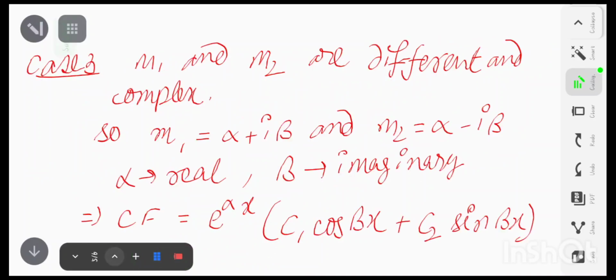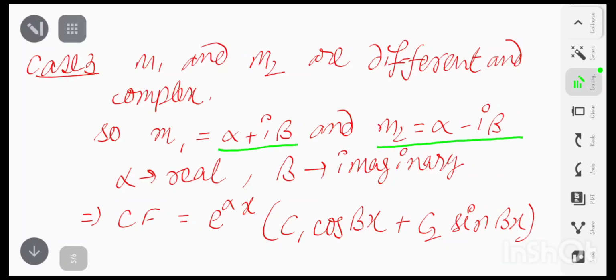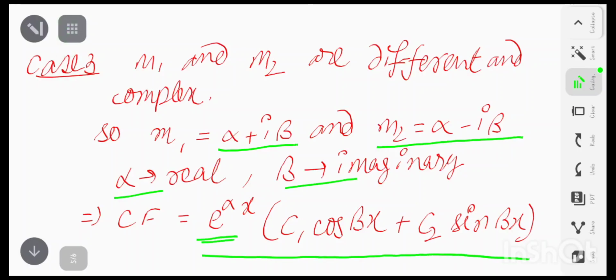And lastly, in case 3, m1 and m2 are different and both are complex. So if we take m1 as alpha plus i beta and m2 as alpha minus i beta, where alpha is the real part and beta is the imaginary part, then the complementary function will look like this, that is e to the power alpha x into (c1 cos beta x plus c2 sin beta x), where c1 and c2 are again unknown constants.